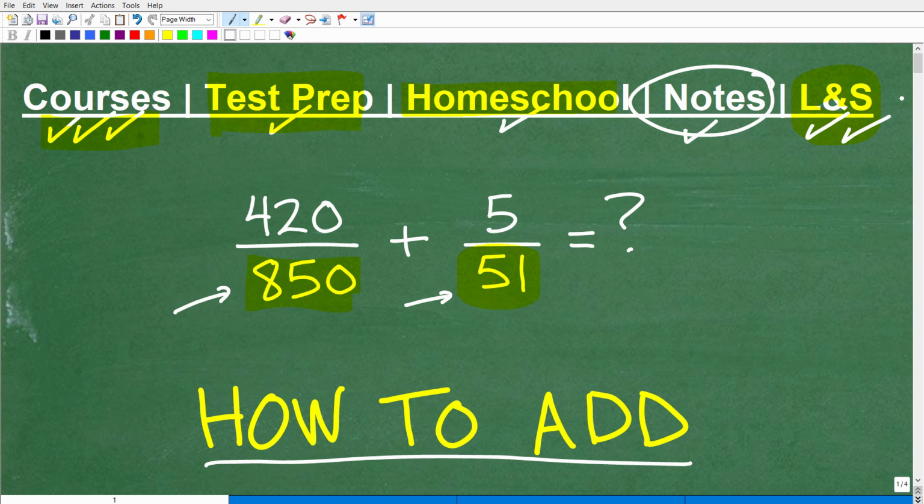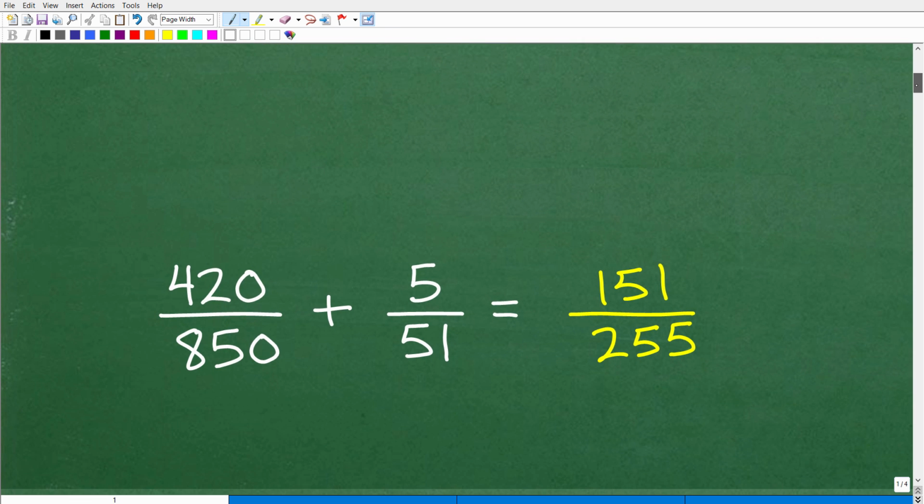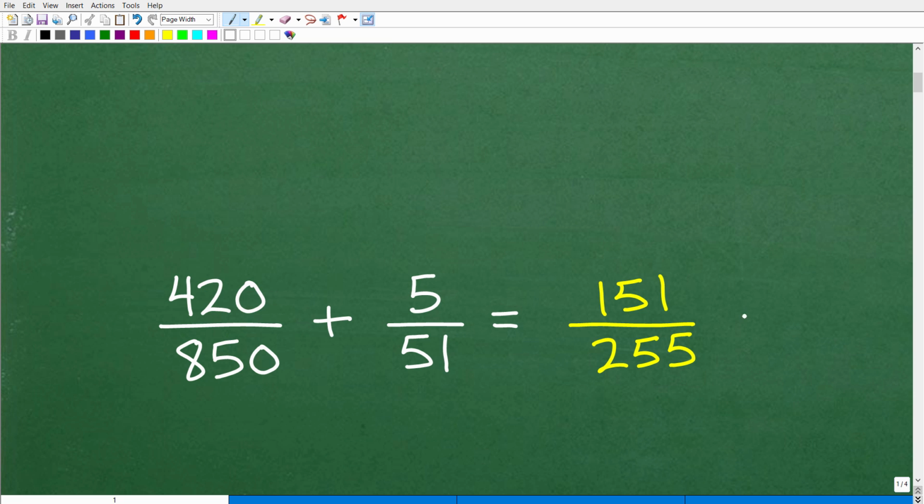Okay, so let's go ahead and start this little video off by me showing you the answer. So let's see if you got this right if you attempted the problem. And there you go. The answer is 151 over 255. There is the fraction right there that hopefully most of you out there got.